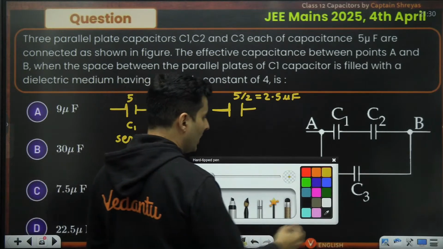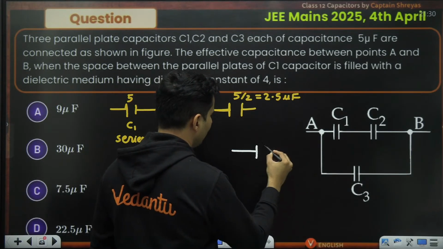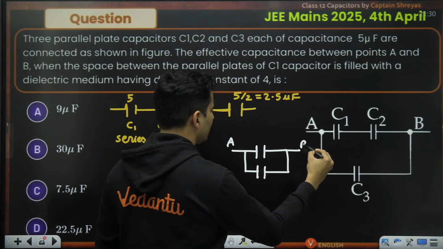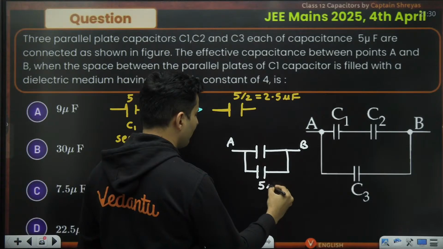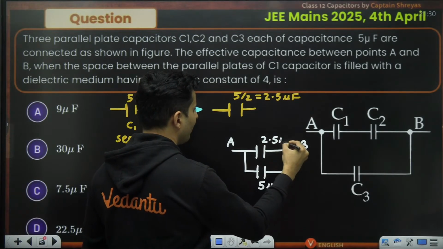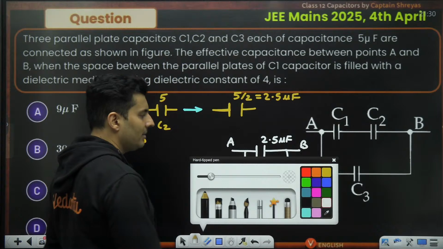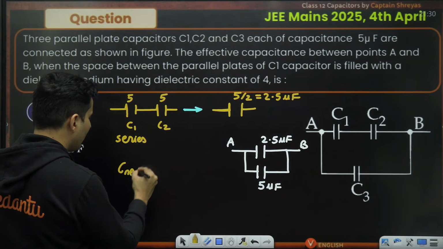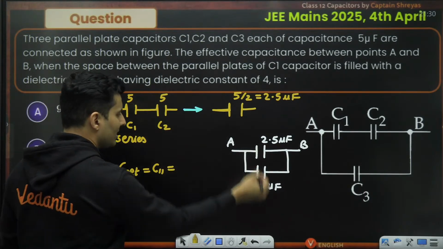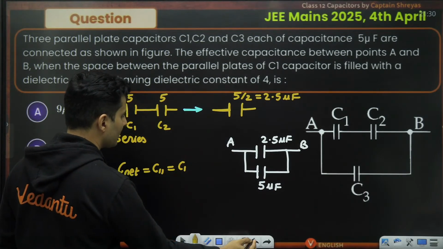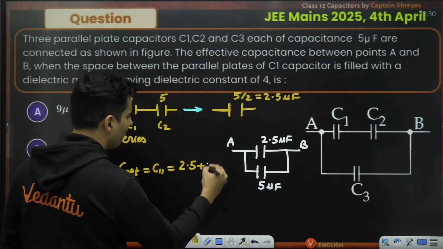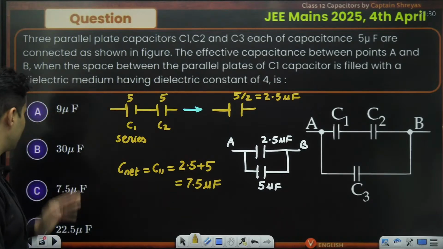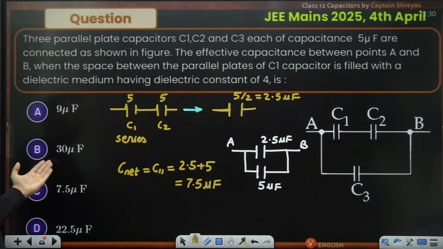Okay. So now the new diagram will look like this. Between A and B, you have this capacitor and you have this capacitor right over here. This is A and this is B. So this one is still 5 microfarad. This one is 2.5 microfarad. What happens in parallel, guys? You have to just add them. So the net capacitance, C parallel, is C1 plus C2, or in this case, 2.5 plus 5, which is 7.5 microfarad. So the answer is 7.5 microfarad, not 9 microfarad.